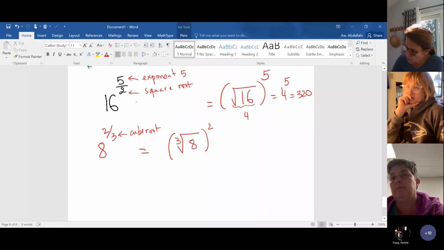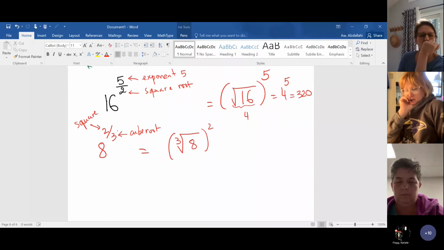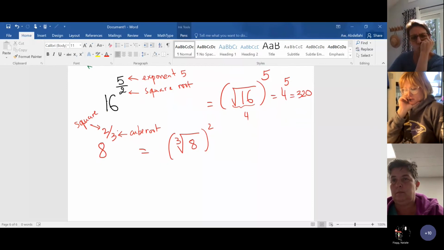The numerator is a regular exponent. This is a square, a regular exponent. The denominator is always a radical. This is the index of the radical. If it is 2, it's going to be a square root. If it is 3, it's going to be a cube root. I'm talking about the denominator. If it is 4, it's going to be the fourth root, etc.